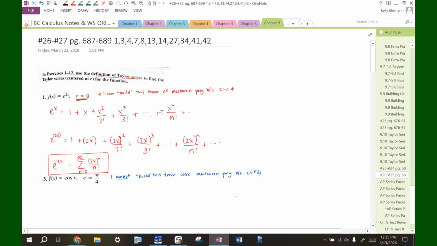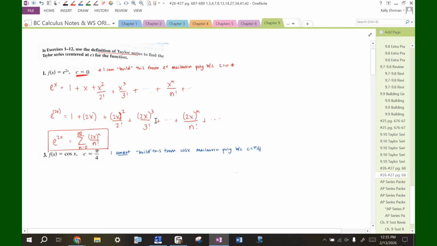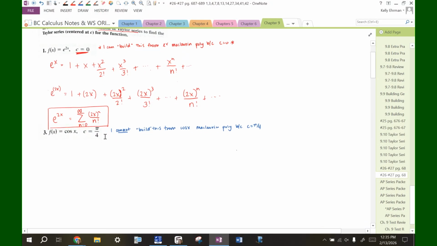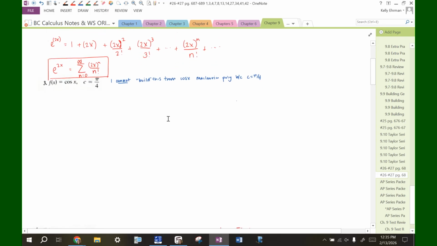On the AP test, sometimes they will say, write out the first 4 terms and the general term. So that's what I did in the previous step. This one says, find the Taylor series. So I wrote it in its summation form.